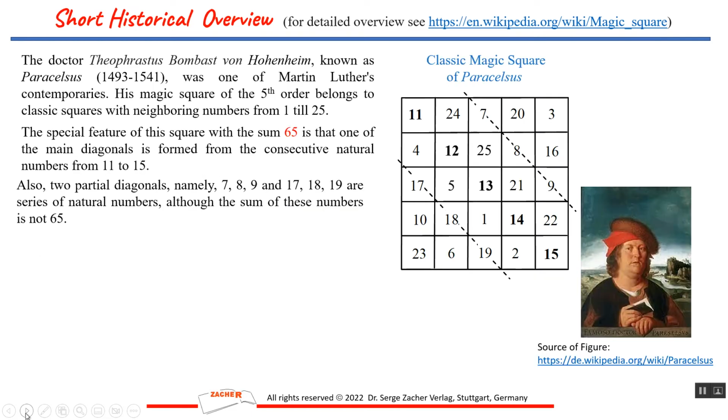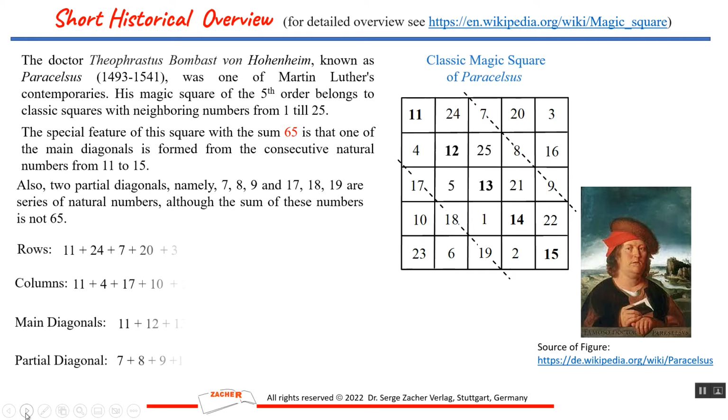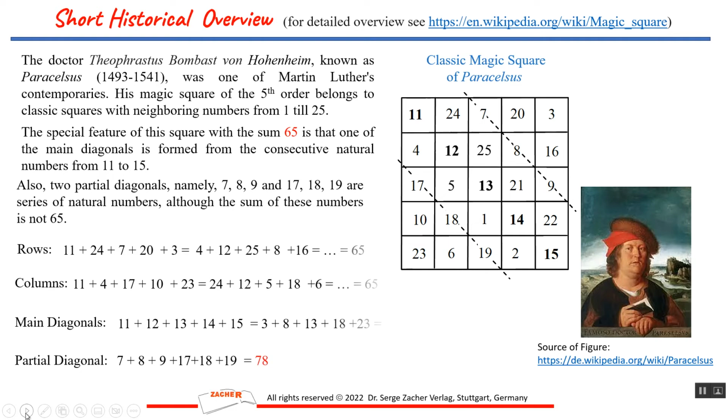Dr. Theophrastus Bombast von Hohenheim, known as Paracelsus, 1493–1541, was one of Martin Luther's contemporaries. His magic square of the fifth order belongs to classic squares with neighboring numbers from 1 till 25. The special feature of this square with the sum 65 is that one of the main diagonals is formed from the consecutive natural numbers from 11 to 15. Also, two partial diagonals, namely 7, 8, 9 and 17, 18, 19, are series of natural numbers, although the sum of these numbers is not 65.